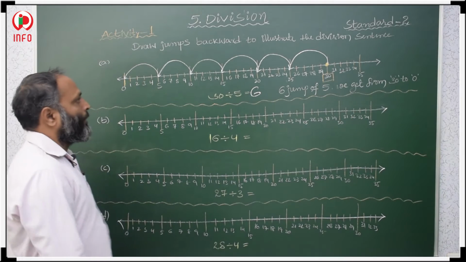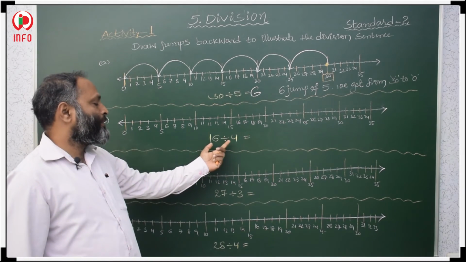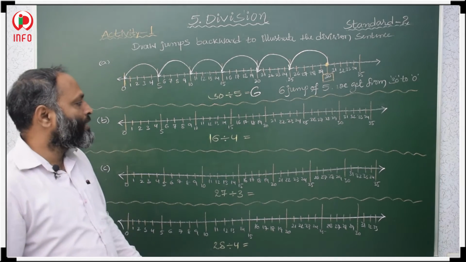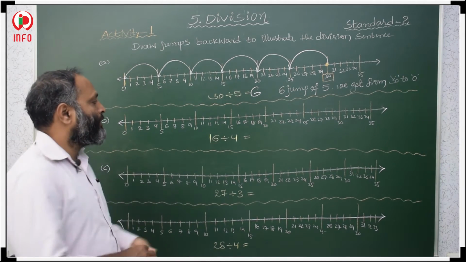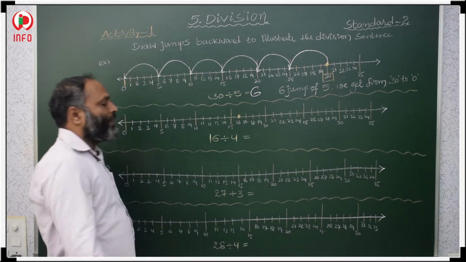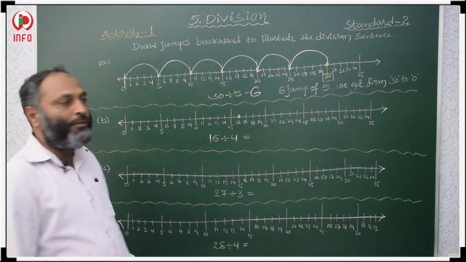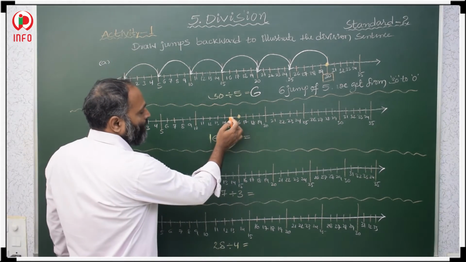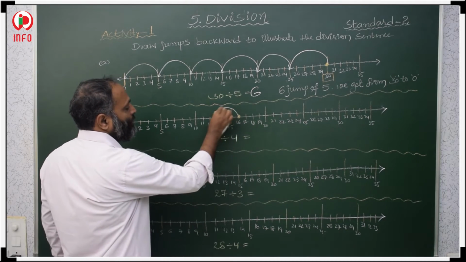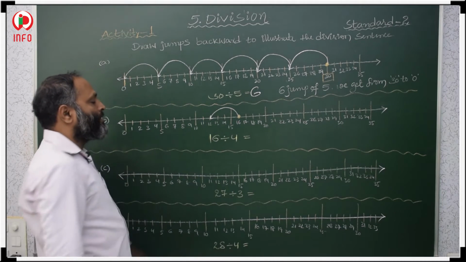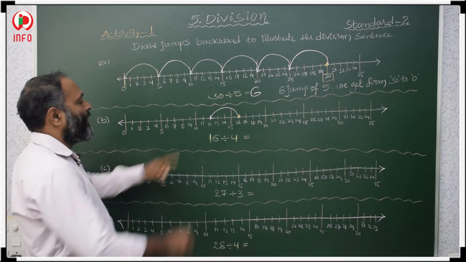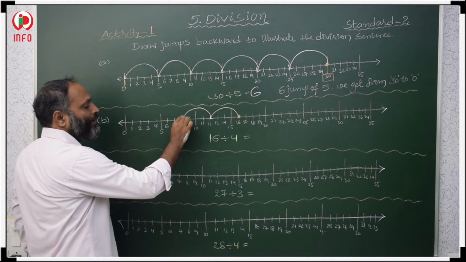Now, what is the next division sentence? 16 divided by 4. So from where do we have to start? From 16. Here we have 16. From 16 we have to take 4 steps back, 1, 2, 3, 4. If you take 4 steps back, we are at 12. Again from 12, 4 steps back, 1, 2, 3, 4. We are at 8.